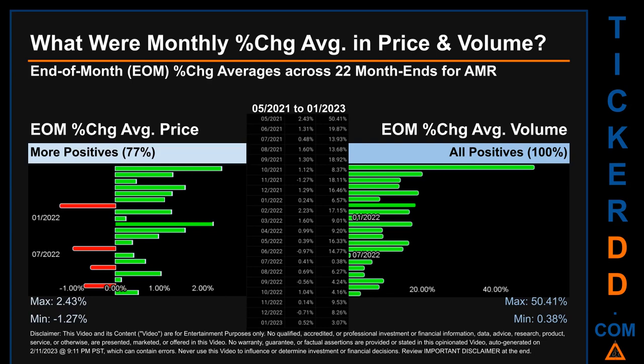In terms of volume, 22 out of 22 month ends had a positive percentage change. That is 100% of month ends saw a positive percentage change in average volume. Price saw an end-of-month max of 2.43% in average percentage change along with a minimum of -1.27%. For volume, the maximum and the minimum monthly percentage change were respectively 50.41% and 0.38%.